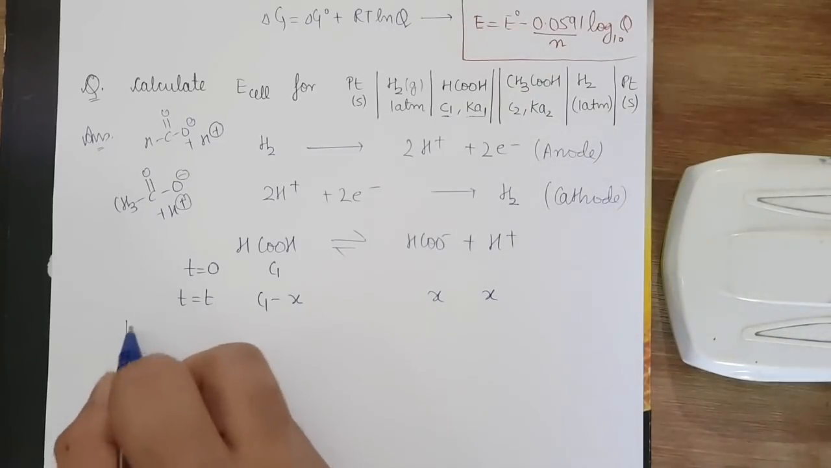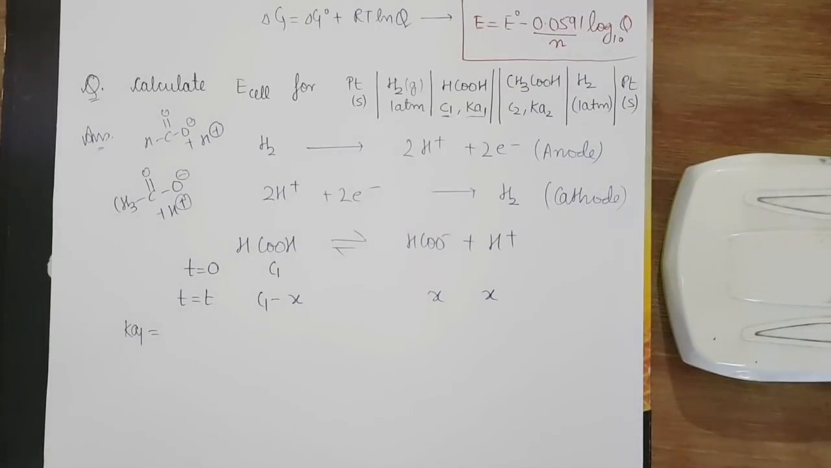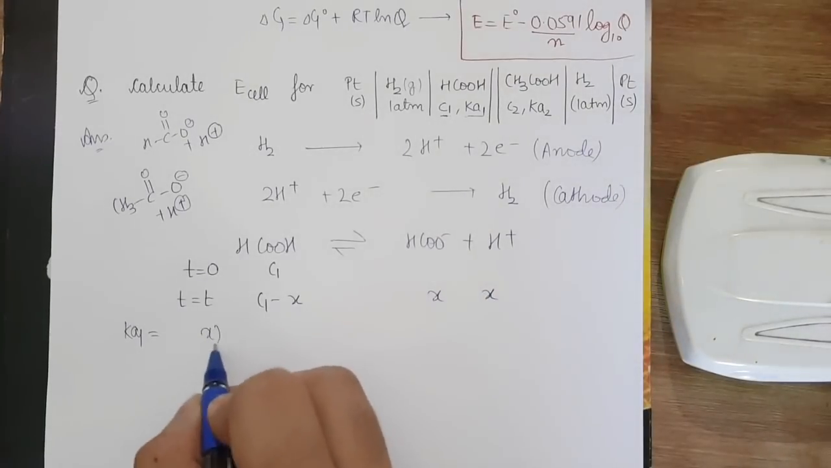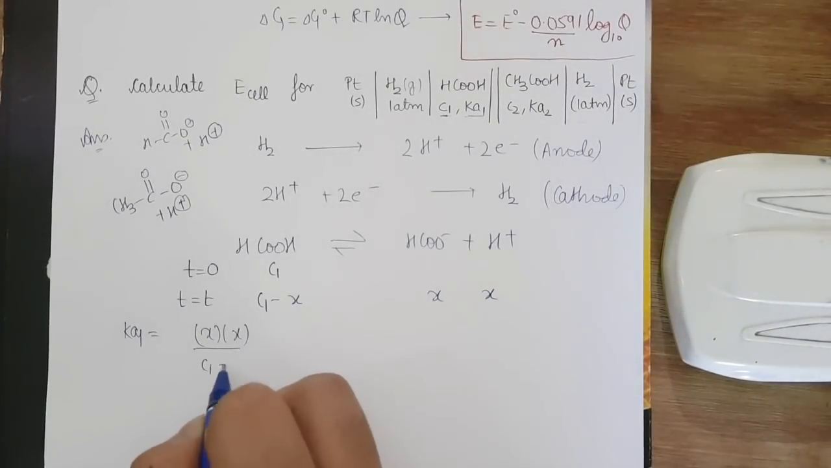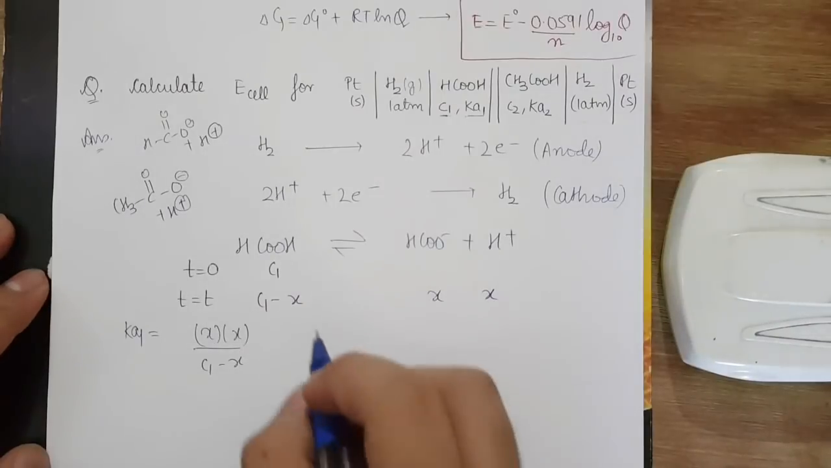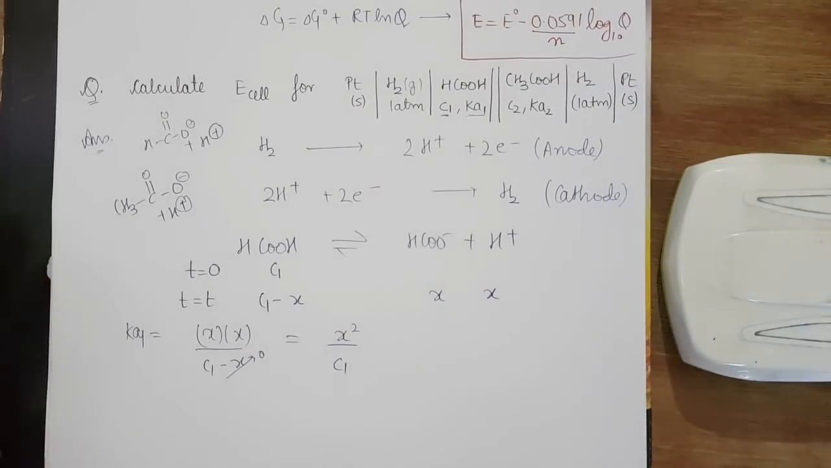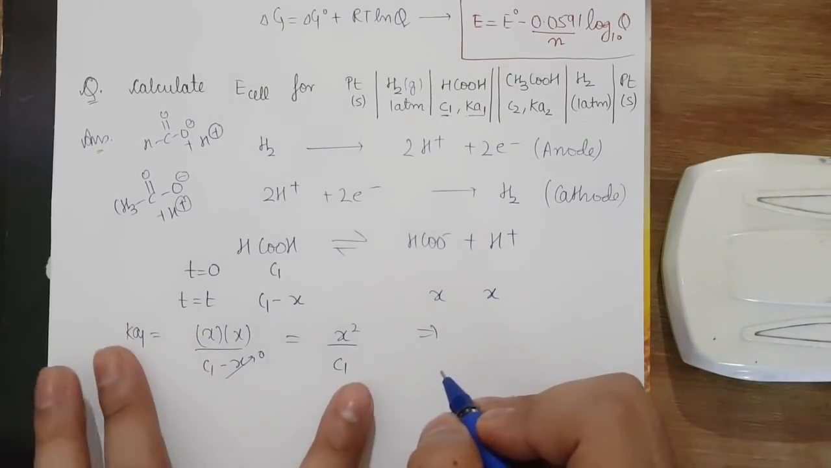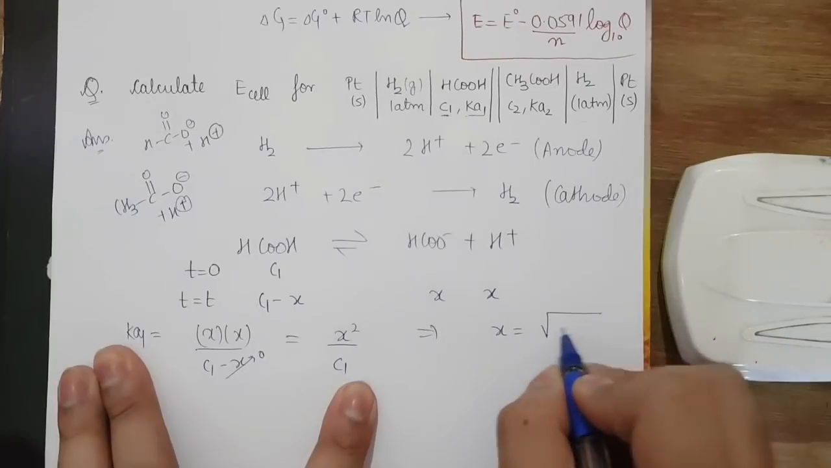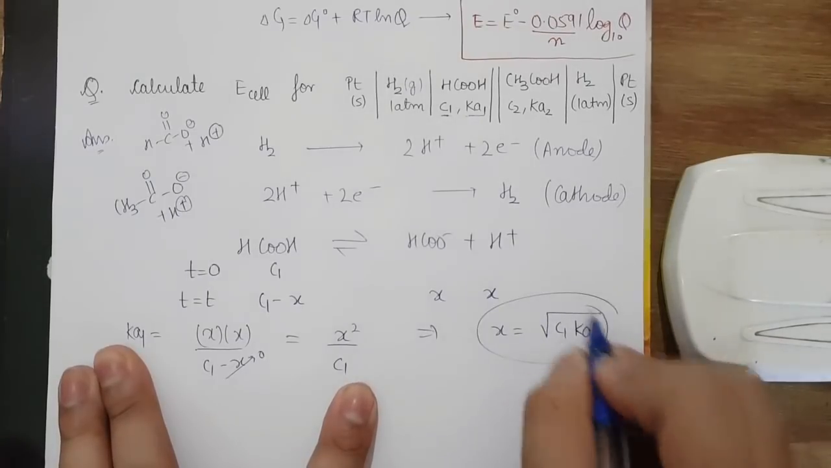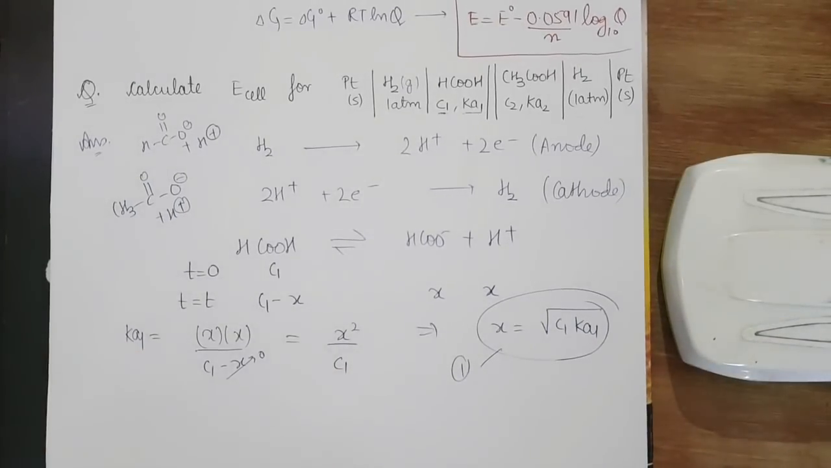From here, the value of Ka1, that is the equilibrium constant, would be equal to X into X whole upon C1 minus X. That basically comes out to be equal to X square upon C1, because we can ignore X with respect to C1. So from here we get the value of X to be equal to root of C1 Ka1. Let this be equation number 1 for this particular case.